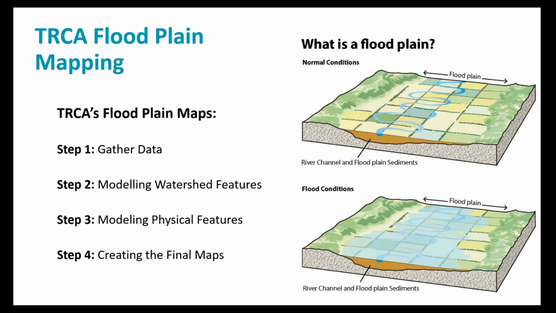An example of the 2D modeling TRCA uses can be found in our publicly available floodplain map viewer, as we mentioned in Module 1. In today's module, we'll actually be going through how to access this tool and how to use it effectively. This online web application allows users to display the location of the regulatory floodplain in a user-friendly format. Tenants and property owners can search by their address to find out if a property they work at or own is potentially located in or nearby a TRCA floodplain.